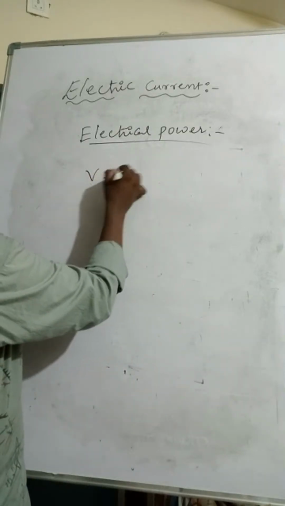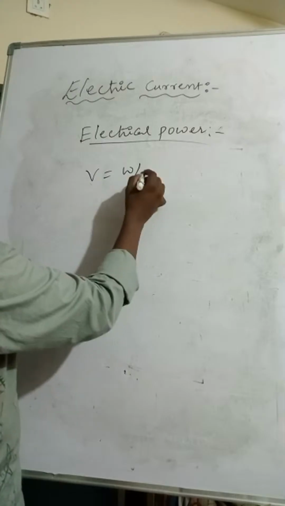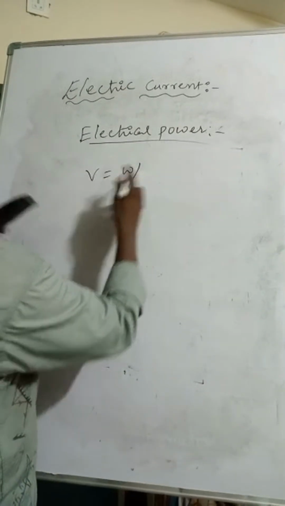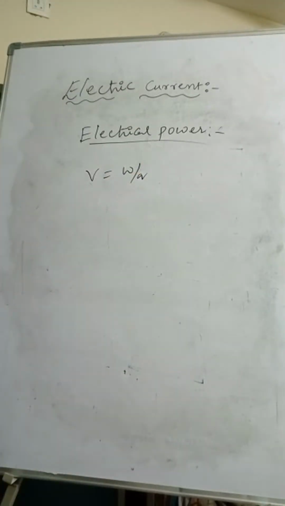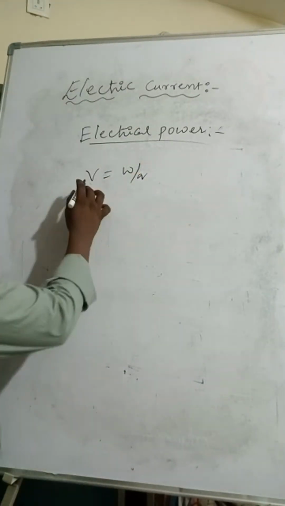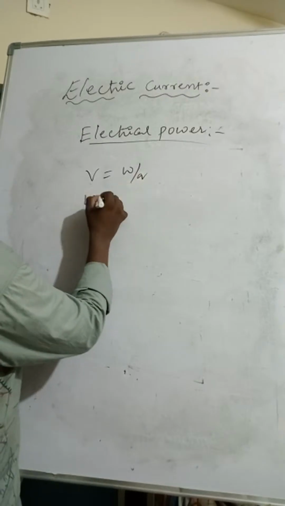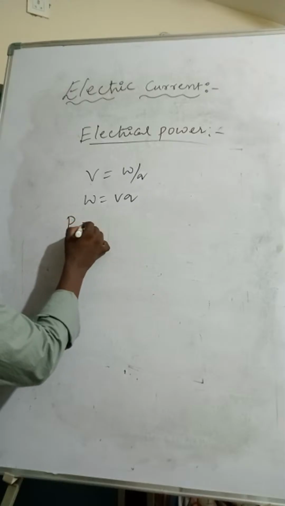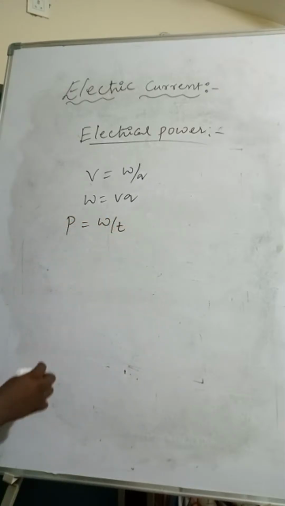So we know work done to bring unit positive charge. So I'm considering V equal to W by Q. So we know potential difference equal to W by Q. W equal to V into Q. So we know rate of doing work is called power. Rate of doing work is called power.